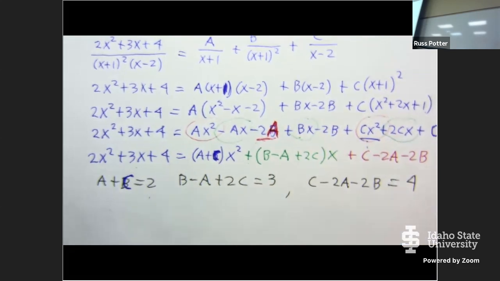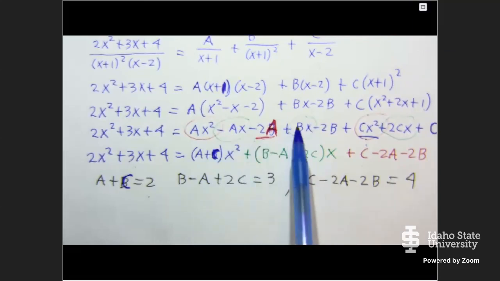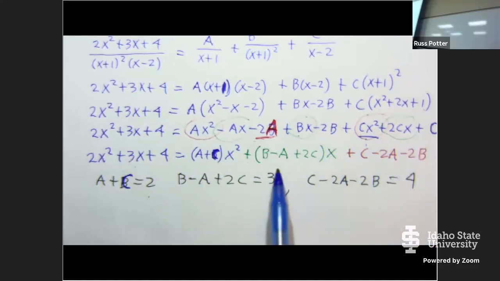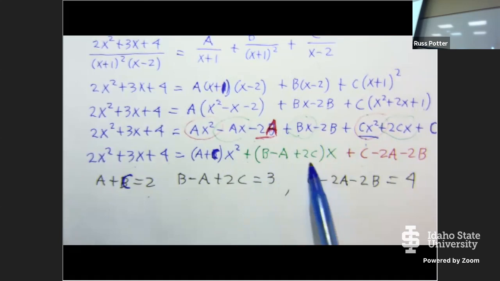So how many other mistakes did I make? So ax squared plus ax minus 2a plus bx minus 2b. I don't see any others. That doesn't mean there aren't any, but yeah, thanks for pointing that out. Okay, so a plus c is 2, b minus a plus 2c is 3, c minus 2a minus 2b is 4.